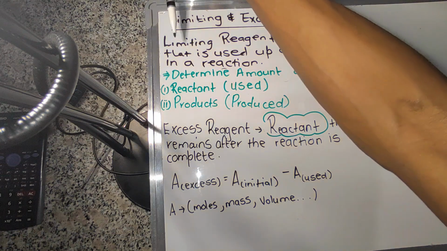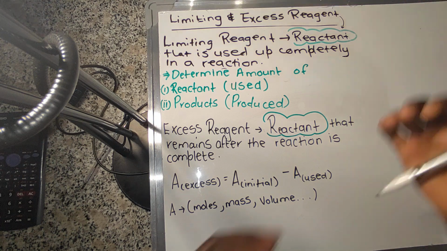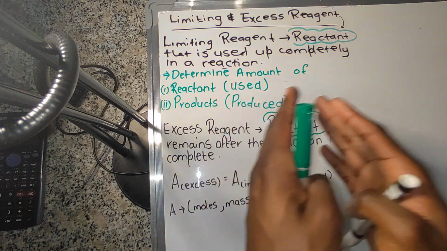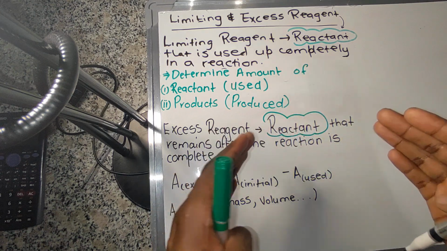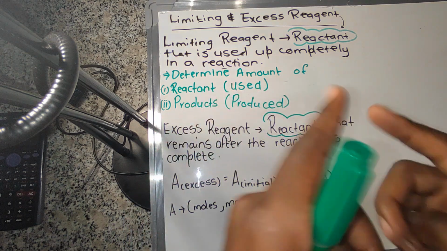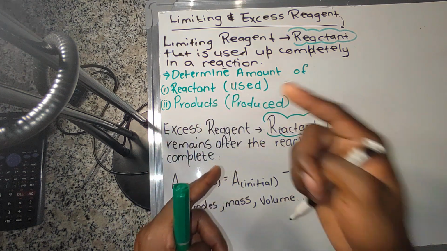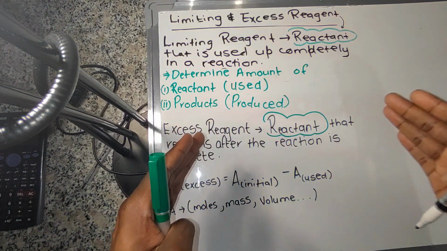Now we're going to define a limiting and the excess reagent. So what is the limiting reagent? It's a reactant that is used up completely in a chemical reaction. We're always speaking about the completion of the reaction. When exactly is the reaction complete? A reaction is only complete when the reactants are used up, or at least one of the reactants is used up, then the chemical reaction will be complete.